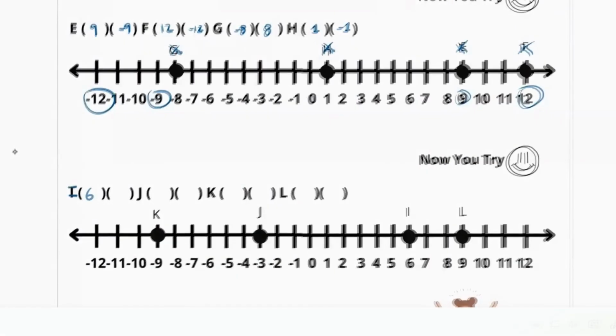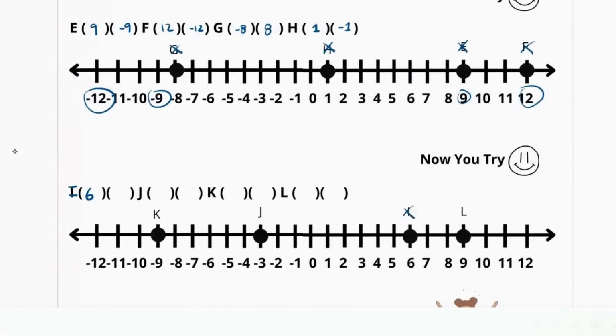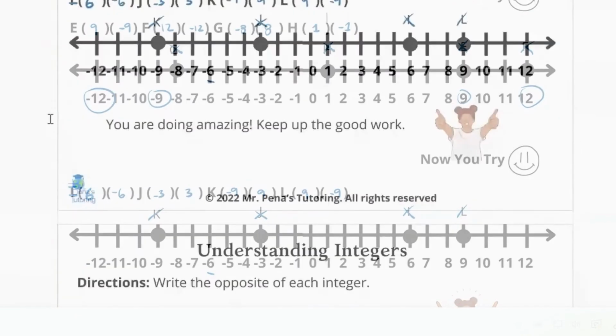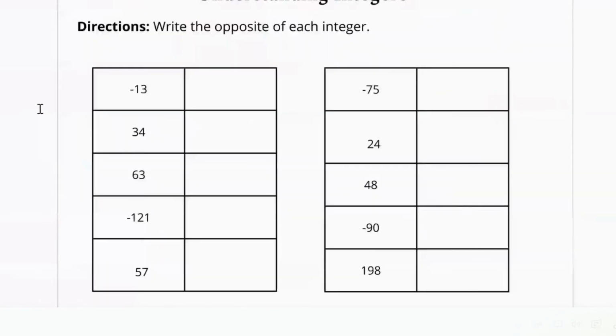The letter I, which is positive 6, and its opposite, which is negative 6, right here. For J, we have negative 3, and its opposite is positive 3. We have K, which is negative 9, and its opposite is positive 9. And we have L, which is 9, and its opposite is negative 9. You're doing amazing. Keep up the good work, boys and girls.